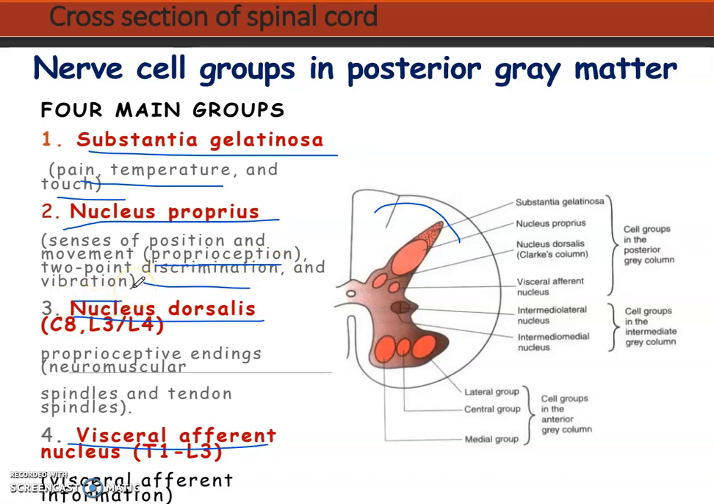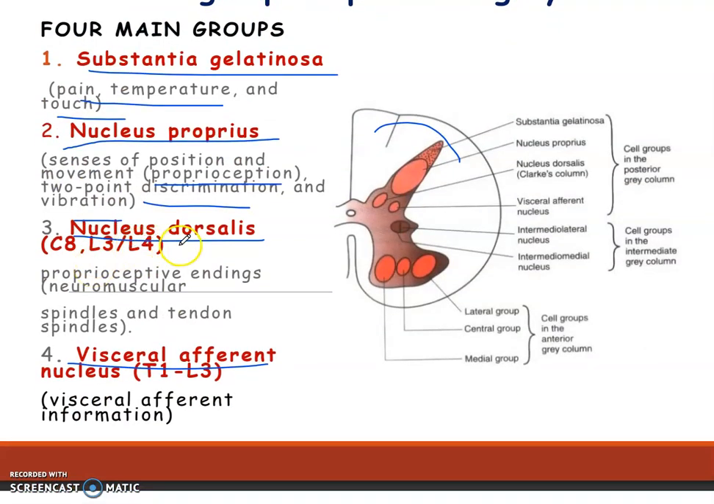These are basically carried through the dorsal column, and these are very important emotions and very important sensations, and they are carried through a very important tract. And then there's nucleus dorsalis. It has proprioceptive endings from neuromuscular spindles and tendon fibers. And then there's the visceral efferent nucleus, and it carries visceral efferent information.